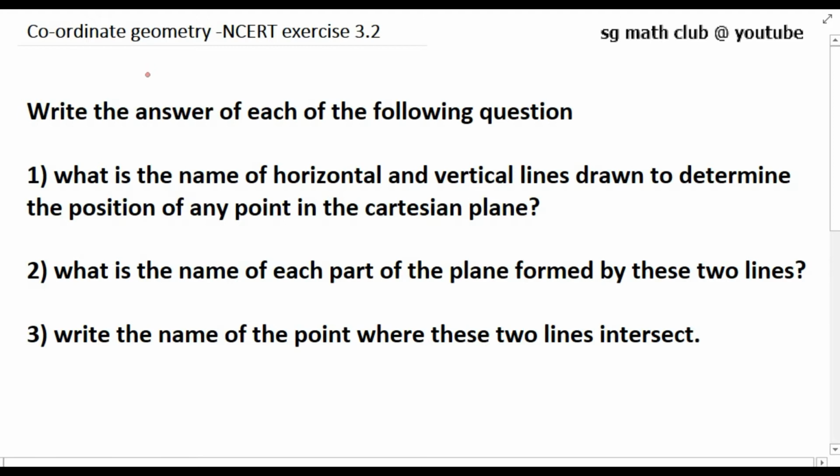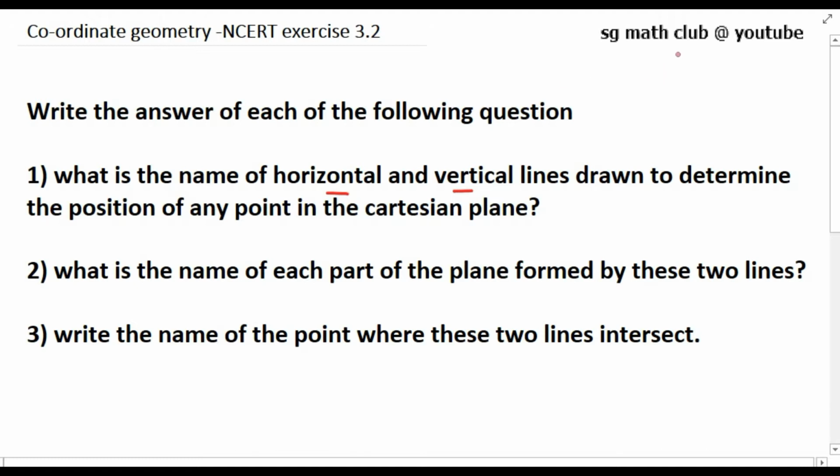In the last video, we have seen coordinate geometry and also the basic terms and concepts used in coordinate geometry. So today we will be doing exercise 3.2 in this video. The question is, write the answer of each of the following questions. What is the name of the horizontal and vertical lines? The horizontal and vertical lines are drawn to determine the position of any point in the Cartesian plane.